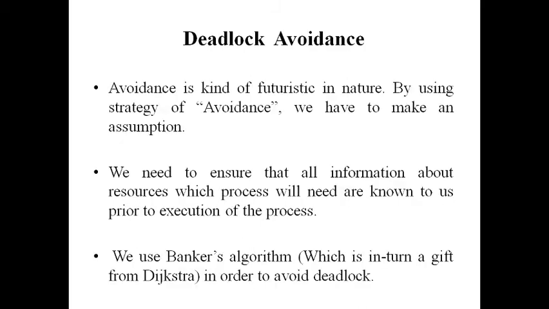And the last method is deadlock avoidance. So after detecting the deadlock and recovering from the deadlock, the final method is deadlock avoidance. Avoidance is heuristic in nature actually. By using this strategy of avoidance, we have to make an assumption. Before deadlock occurs, we have to assume that deadlock may occur and we have to avoid that deadlock. We need to ensure that all the information about the resources which a process will need is known to us prior to execution of the process.